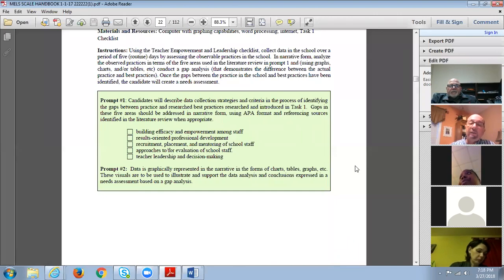You're going to write about that. This is where the rubber meets the road. You're going to write about what is actually happening and compare that to what the research says should be happening. You must have some dialogue with your administration, because information that they're going to provide you will help you with this as well.